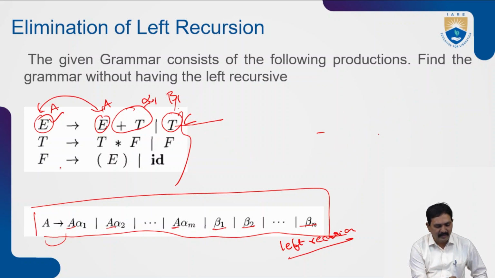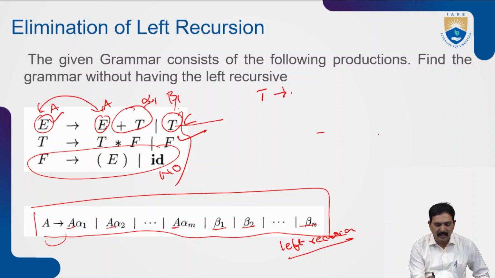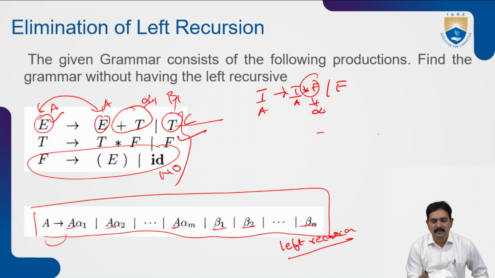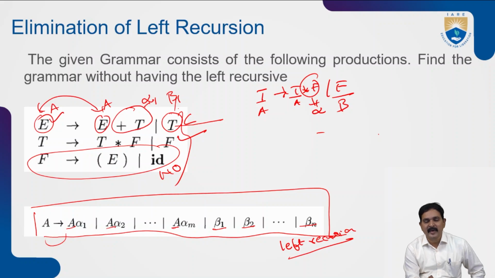In the first production there is no left recursion, but the second example does have left recursion. We take T implies T star F slash F. Here the common one is capital A, the star F is alpha, and this is beta. So this is also a problem of left recursion, because the left-hand side variable capital T matches the first non-terminal on the right-hand side.